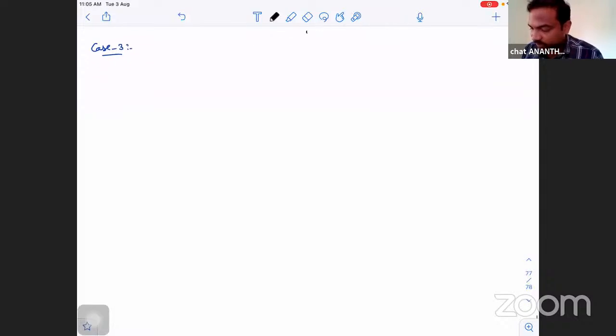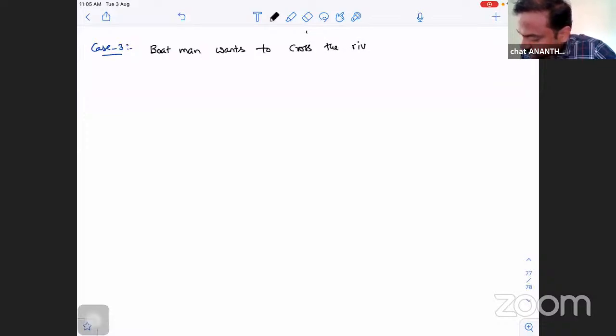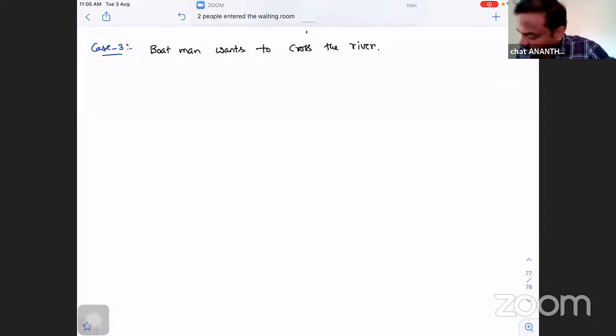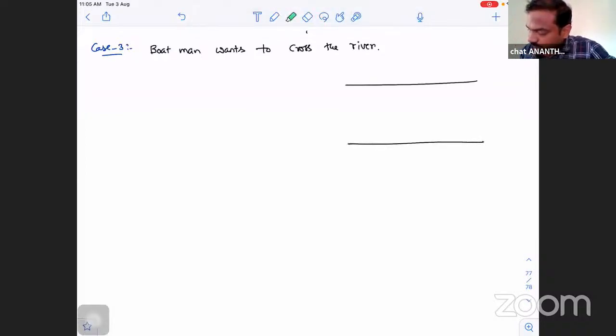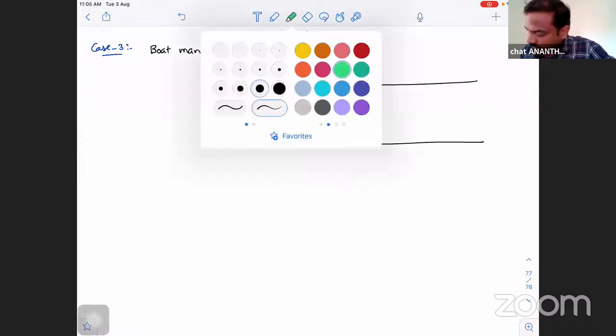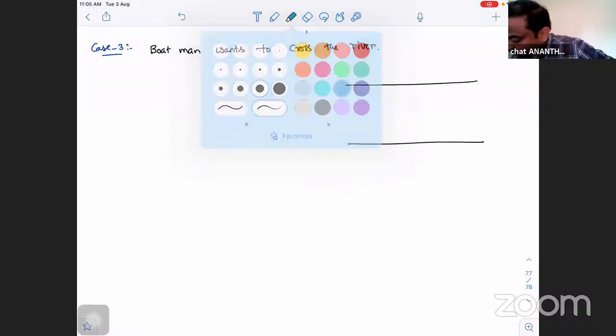Next, case 3. Now the boatman is not going upstream and downstream. He wants to cross the river. That means he wants to move from one bank of the river to the other bank. Clear? So something like this. This is the river. Usually water is light blue, so let us take light blue.